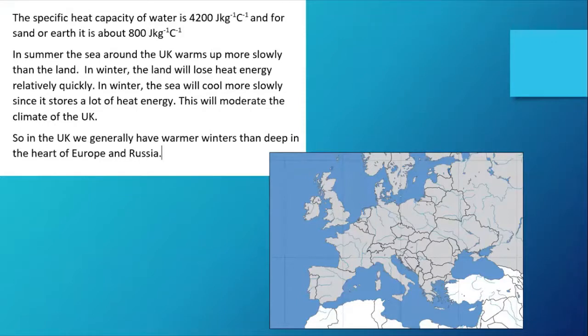In summer, the sea around the UK warms up more slowly than the land. In winter, the land will lose heat energy relatively quickly. After all, the land, the sand, the dirt, the soil, hasn't stored much heat energy compared with the sea. In winter, the sea will cool more slowly since it stores a lot of heat energy, and this will moderate the climate of the UK, being close to the sea. So in the UK, we generally have warmer winters than deep in the heart of Europe and Holy Mother Russia.